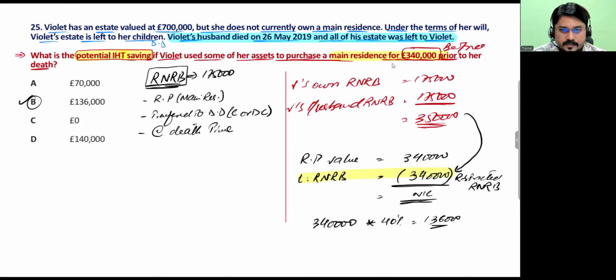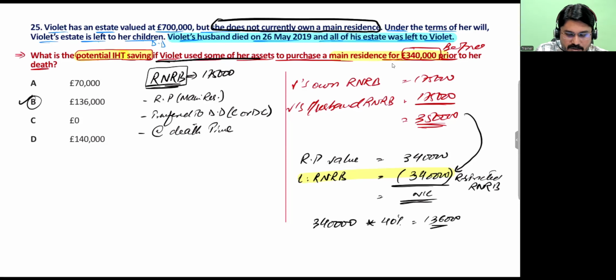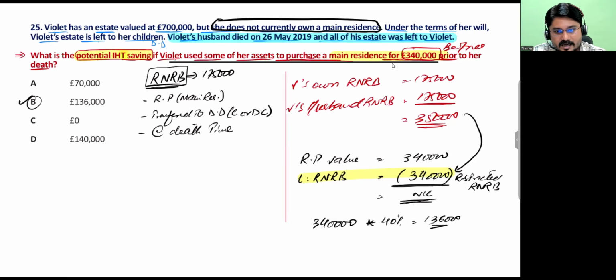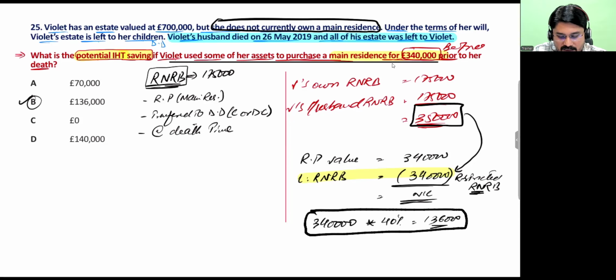Are you getting all these points? Let me repeat. The first step is to check the conditions for the availability of the residential nil rate band. We have checked. The current situation is that the person does not have any residential property, but the requirement asks: if the person purchases a residential property of 340,000, what could be the IHT saved? Then we check the total RNRB available at the time of death. Then we compared the residential property value and restricted the residential nil rate band to the amount which can be claimed. To this extent, IHT could be saved.